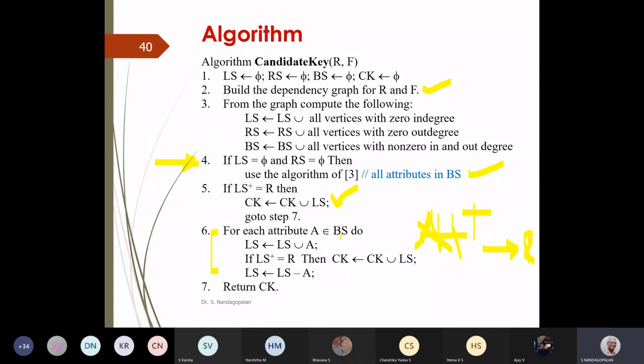Again pick one more from both the sides, say B, and again find the attribute closure, etc. So this you could repeat and keep adding each candidate key into the CK set, and after that you can return CK. So whatever we have shown in the example, exactly the same, I just put it in the algorithm. Right. So any doubts in this algorithm?